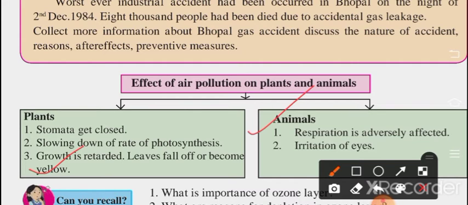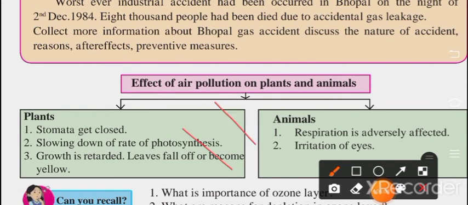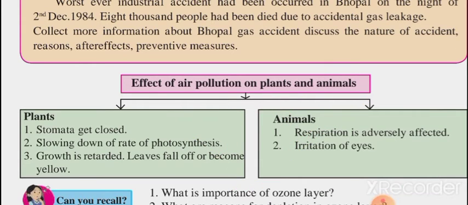Next is the air pollution effect on animals. And how? Point number one is respiration is adversely affected. Their respiration is going to get affected, and in animals also irritation of eyes is there. So these are the points, that means we can say air pollution affects plants and animals also. So here are the points, just go through these points, make this chart in your notebook, how air pollution affects animals as well as plants.